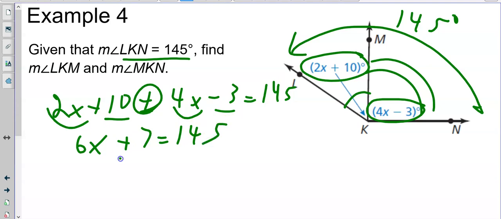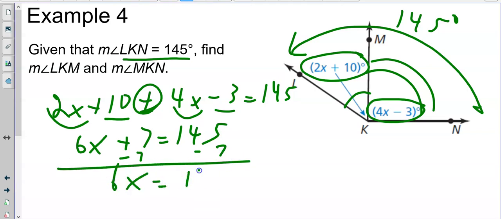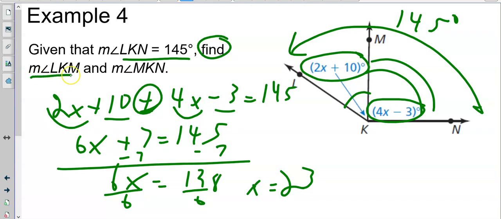Now I'm trying to get x by itself, so I'm going to subtract 7 from both sides. That's going to give me 6x equals 138. 145 minus 7 is 138. All right? And then I'm going to divide by 6 on both sides to get it alone. And that's going to give me x is 23. Now, is that what I was supposed to do? No. It says find the measure of LKM and MKN.